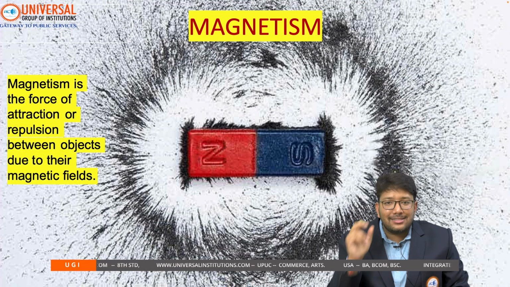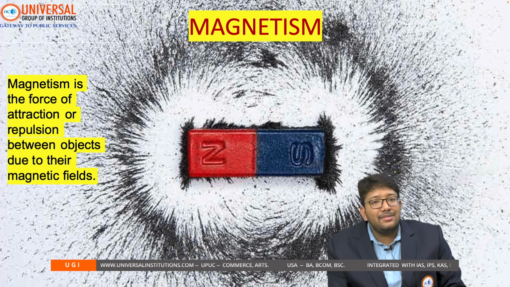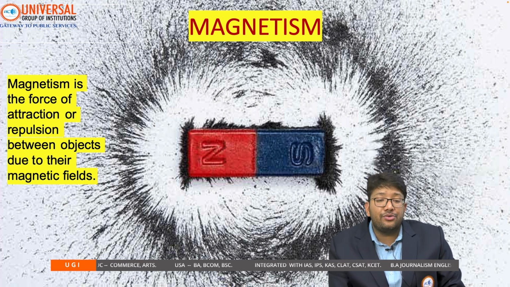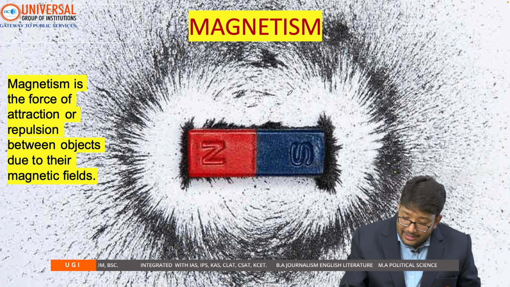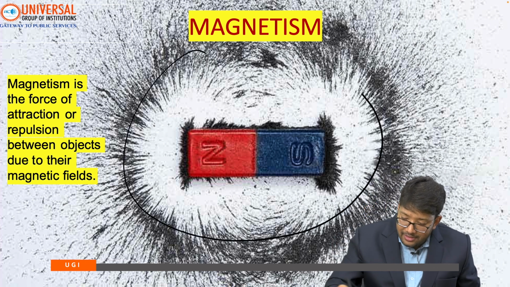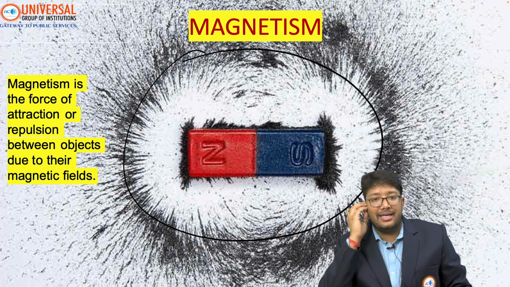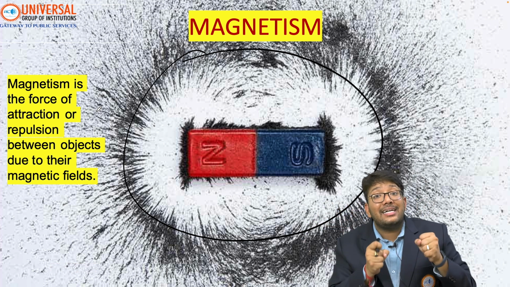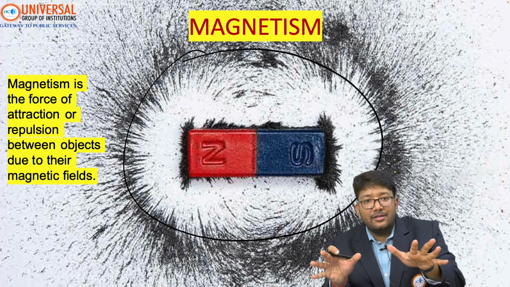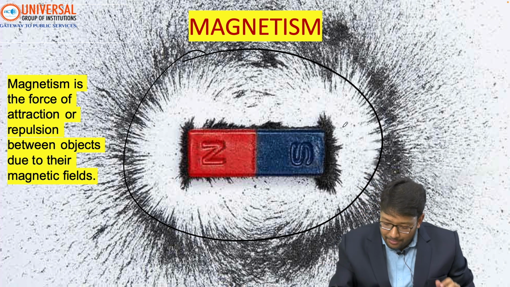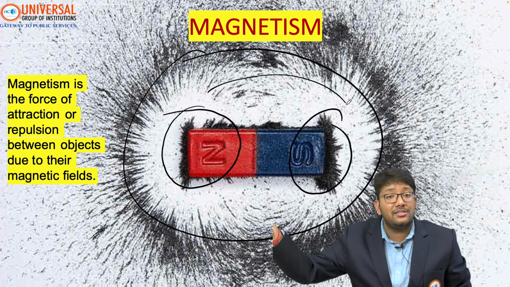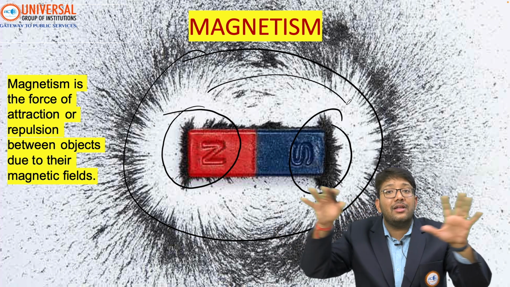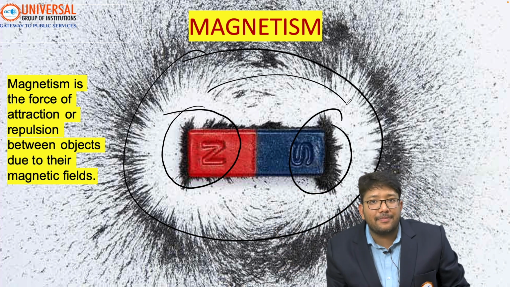Fine. Next is magnetism. Magnetism is the force of attraction or repulsion between objects due to the magnetic field. So basically students, can you see this? These are the iron filings. These are attracting or repulsing. Two things are going on: some of the iron filings are getting attached and some of them are getting repelled. This particular force is called magnetism.